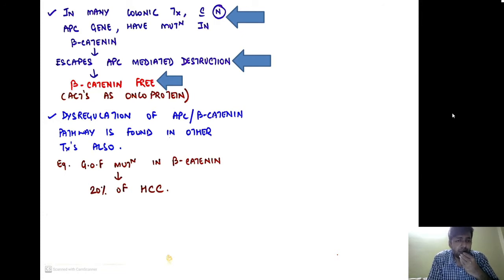Now remember, dysregulation of this APC beta-catenin pathway is not only confined to colorectal carcinoma, it is also found in other tumors. Which tumor is it found in? Gain of function mutation in beta-catenin is found in 20% of hepatocellular carcinomas.